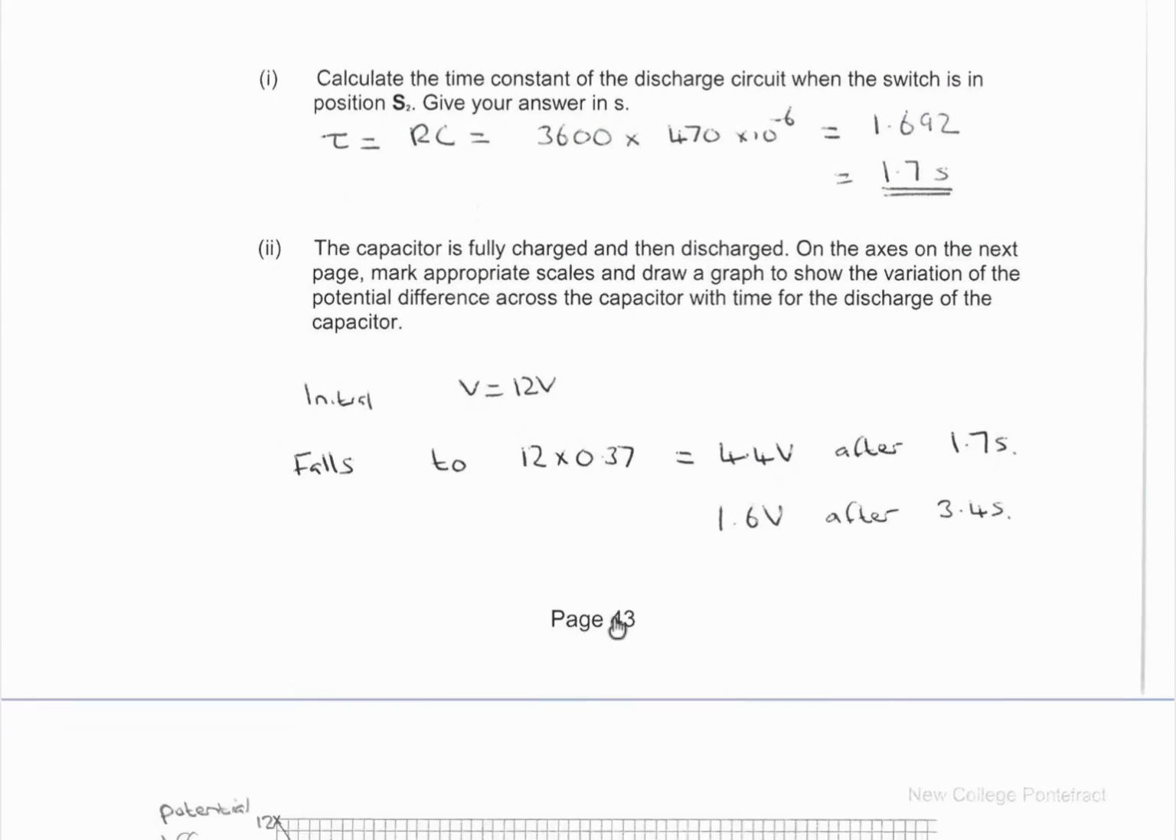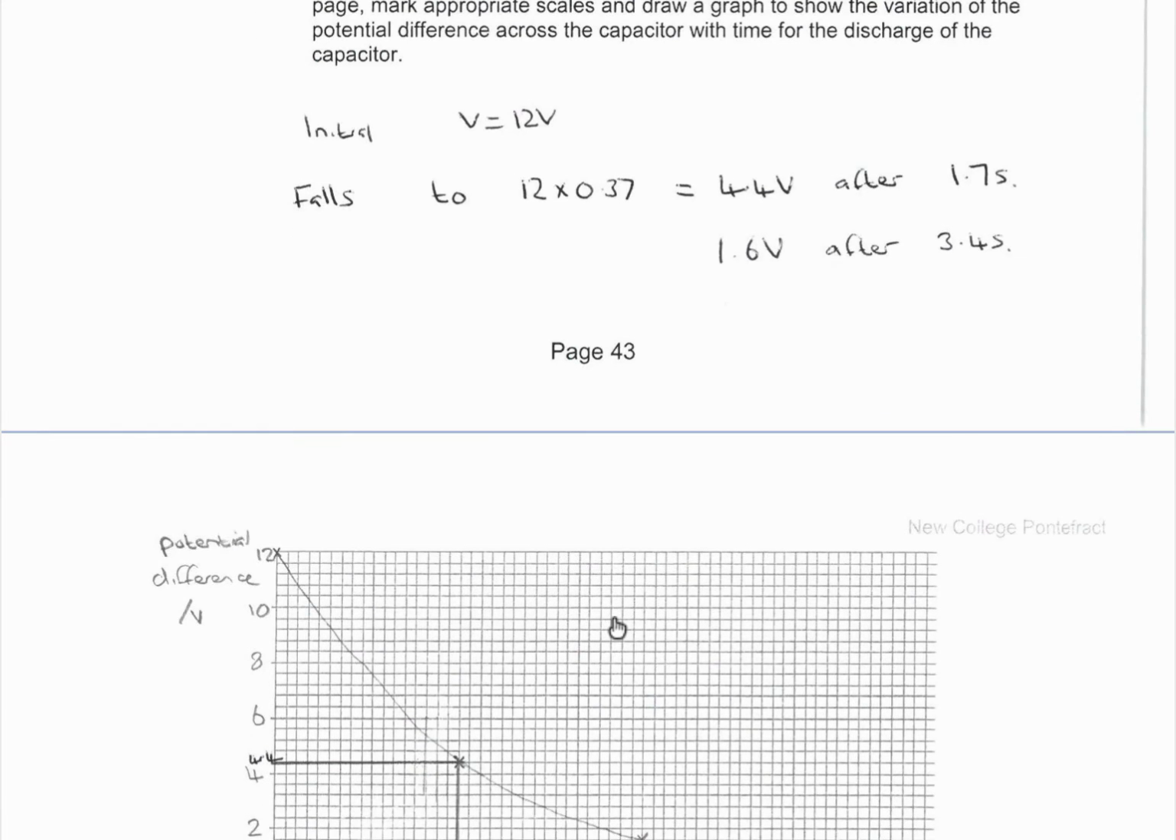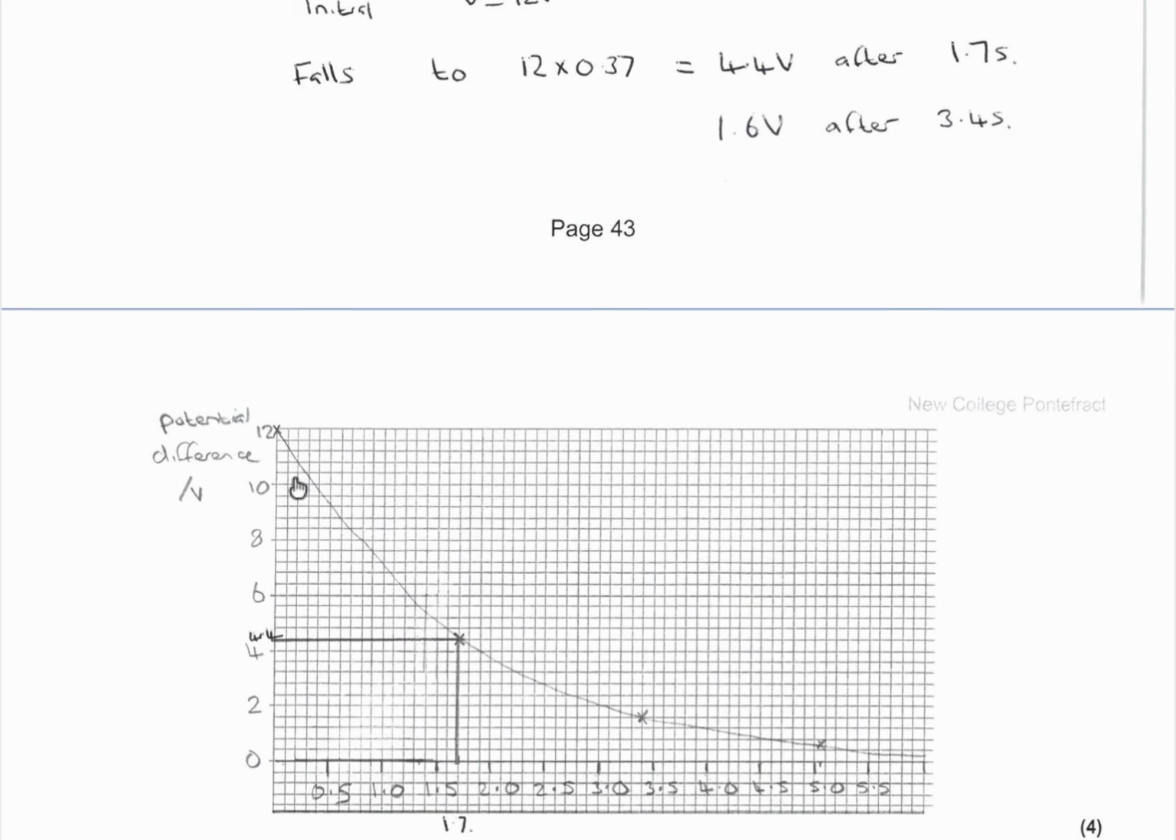We're then told that the capacitor is fully charged and then discharged. So the capacitor is charged up and then we discharge it through the resistor. We've got some axes on the next page and we're asked to put some appropriate scales on and draw a graph to show how the potential difference across the capacitor varies with time as it discharges. There's a couple of things we need to think about. First of all, when we draw our curve, where is it starting from? The very first thing is to put a scale on for potential difference. The largest potential difference we're going to have is 12 volts because that's the potential difference of the battery, and so the potential difference across the capacitor can't be any greater than that.